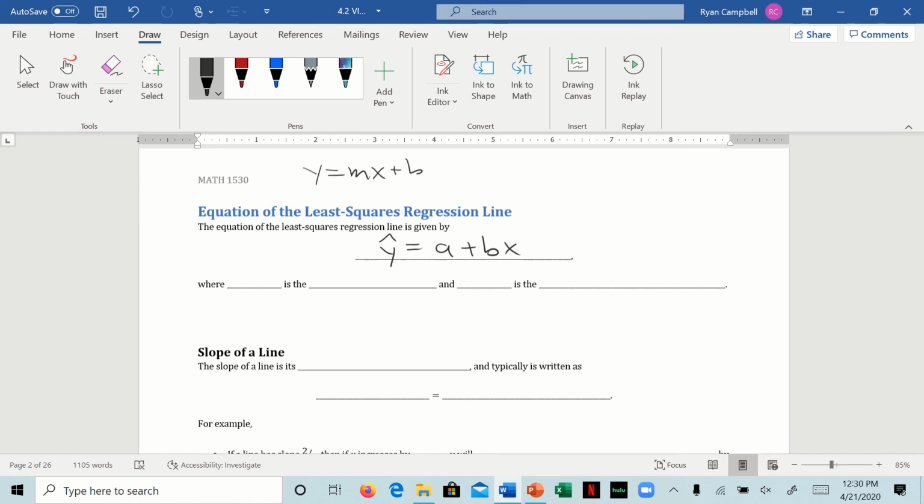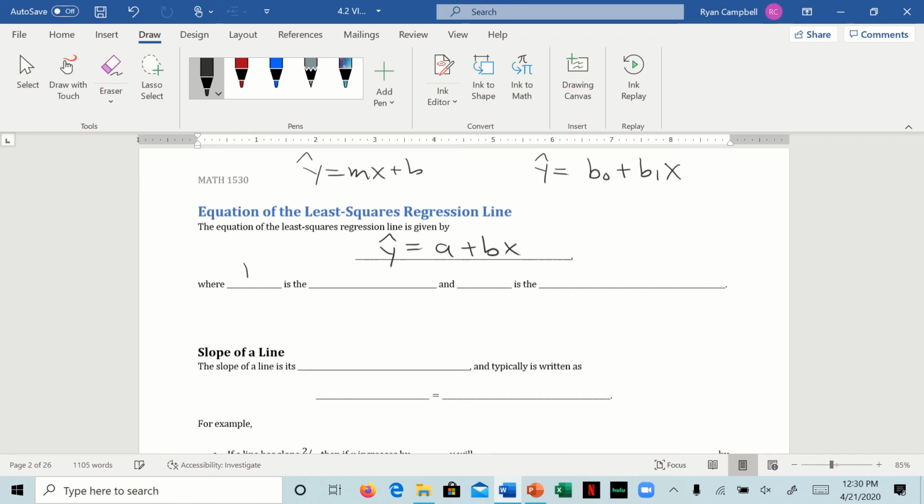You may also see this in other ways. It might say b0 plus b1 x. You may see this as well. All of these mean the same thing: it's something plus something times x. That's all that matters. But this is what we'll see in our calculator.